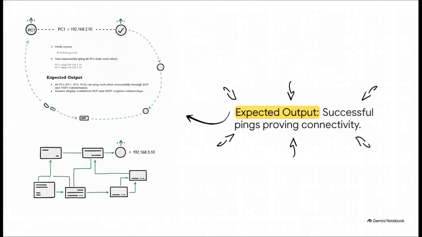Let's move to the ultimate payoff, successful pings. From the command prompt of PC1, sitting way out on the edge behind R4, we ping PC2 at 192.168.2.10 and PC3 at 3.10. Seeing those replies come back is huge. It means our packet successfully left the OSPF network, got redistributed into the BGP core, crossed that entire full mesh, was redistributed back into a totally different OSPF network, and then the reply made the exact same journey in reverse. It proves the architecture works flawlessly.